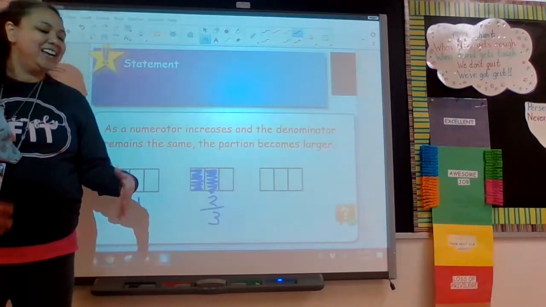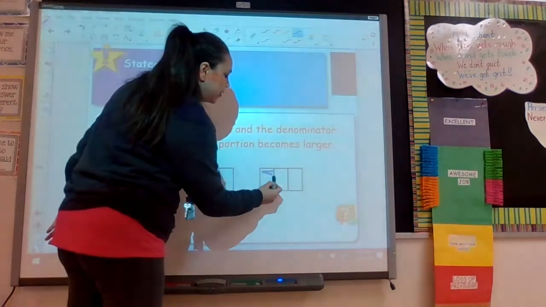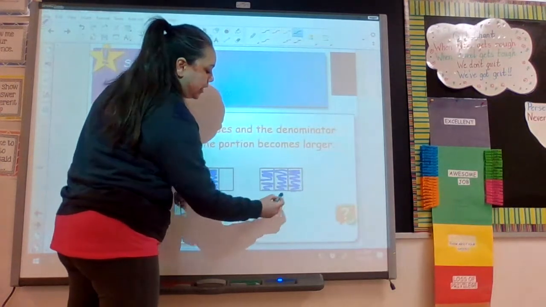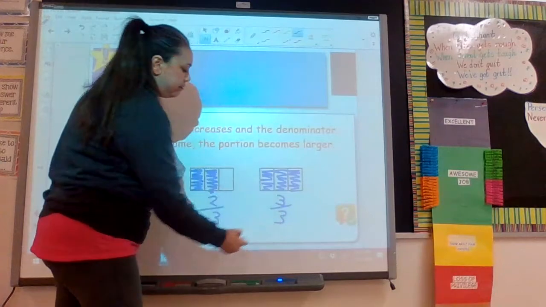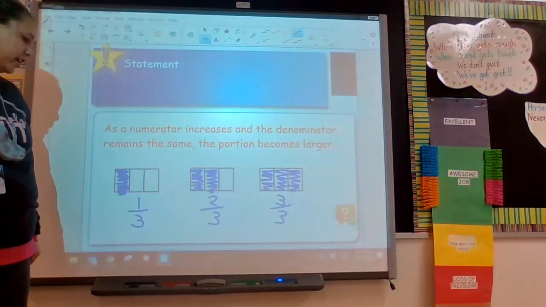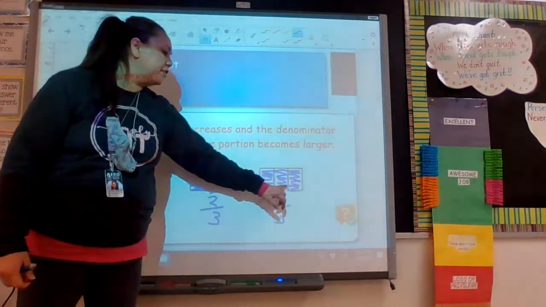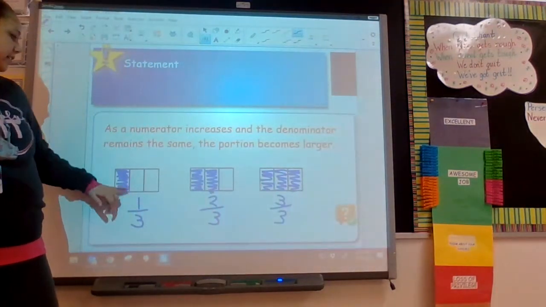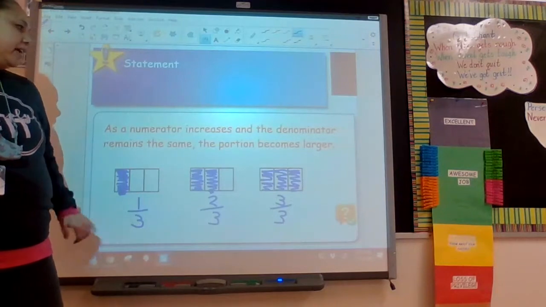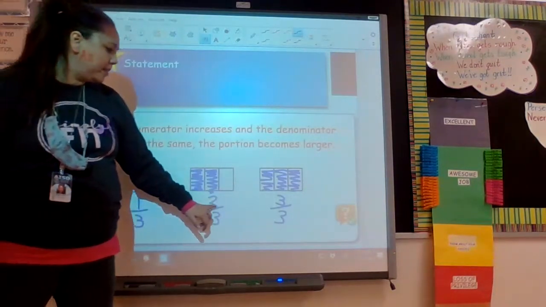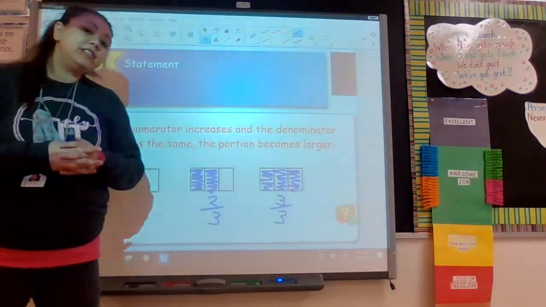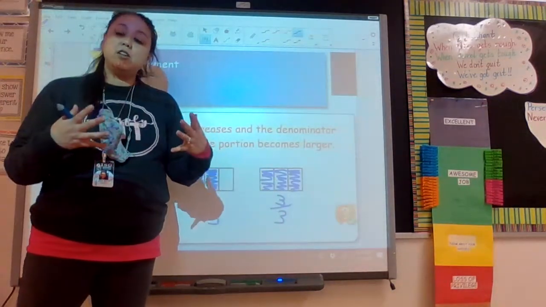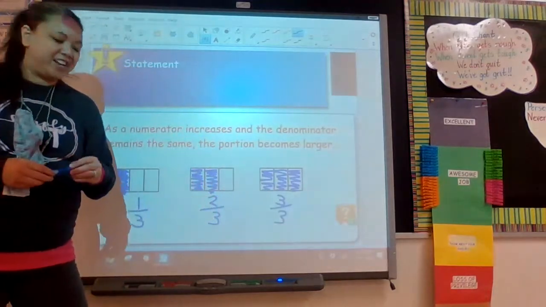more, okay? And notice as my numerator is increasing, but my denominator is staying the same, we could compare that really easy. This would be 3 out of 3. So 3 pieces out of 3 is the whole pie. So notice as the numerator increases and the denominator remains the same, these portions become larger. So if the denominator is the same, all you have to do is look at the numerator, and the bigger the piece on the top, the larger the fraction.